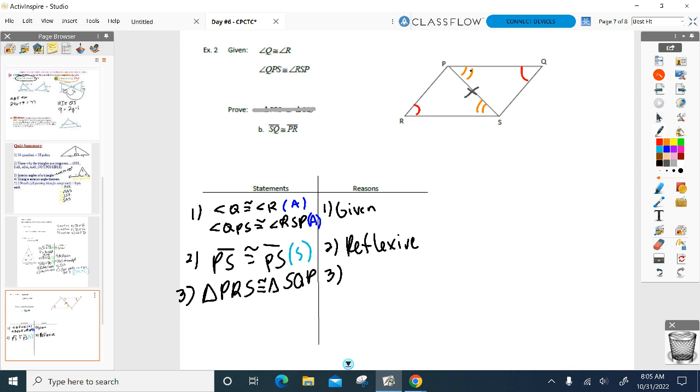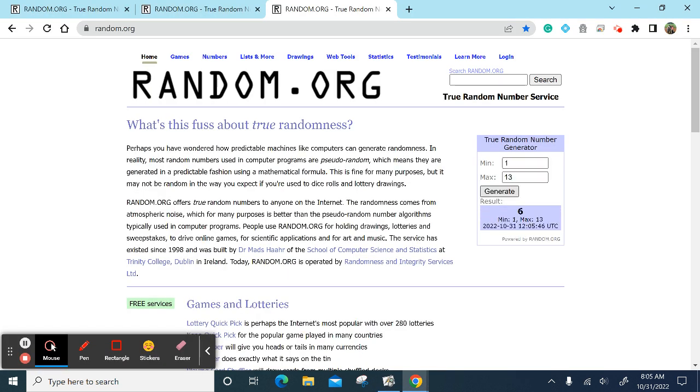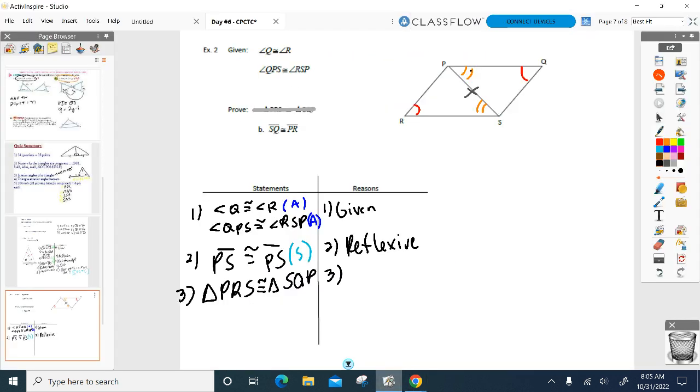So what method is this going to be? Good job. Angle side angle. You have to look at one triangle only in its markings. You can't look at two different ones. Cover up one. Cover it up. And then now we can say the corresponding parts, SQ and PR, are congruent, CPCTC.